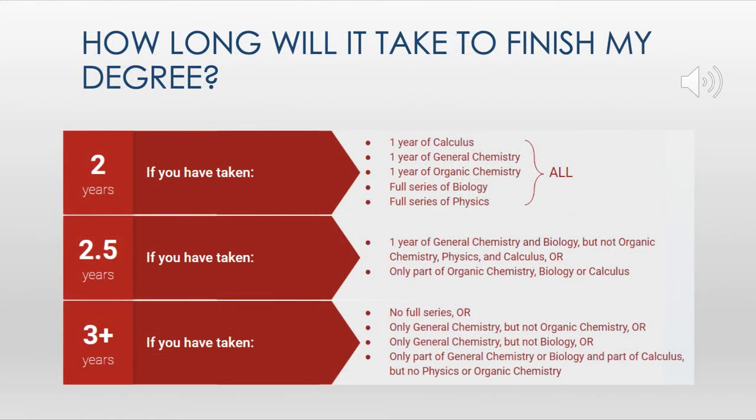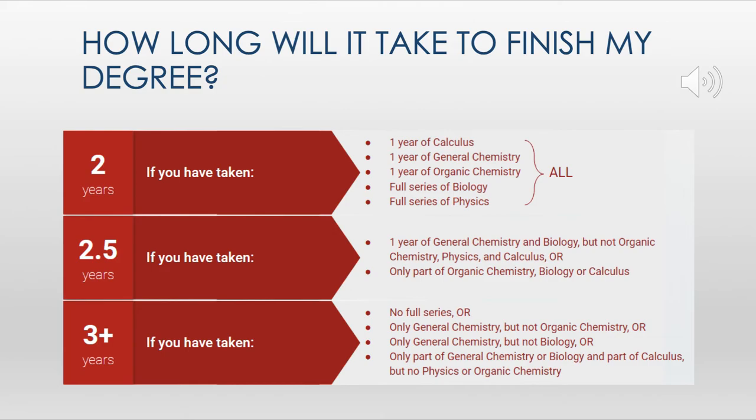So we touched on this a little bit, but we're going to go over it to a fuller extent. How long will it take to finish my degree? These are not hard and fast rules, but generally, from what we have seen, it takes you about 2 years if you've taken basically all of the prerequisites. So 1 year of calc, 1 year of general chemistry, a year of organic chemistry, a full series of bio, and a full series of physics, and generally a statistics class, but you can get away with that one. So if you've taken everything, 2 years, you're probably totally set, because those are generally what people take in their first 2 years here at Davis.